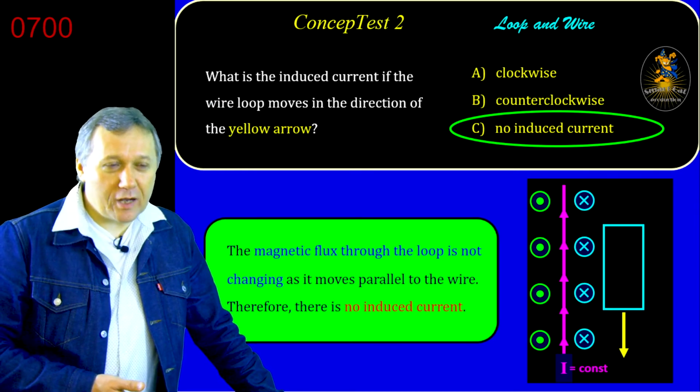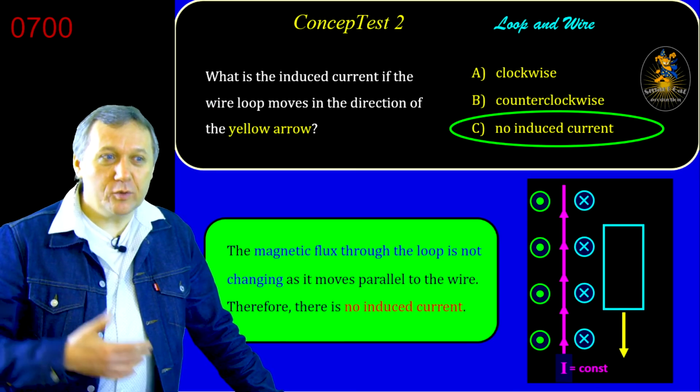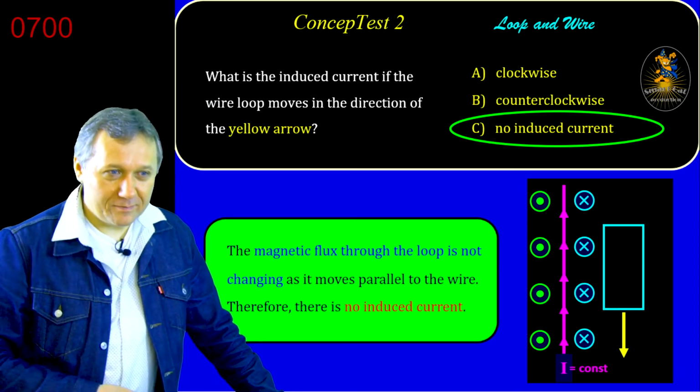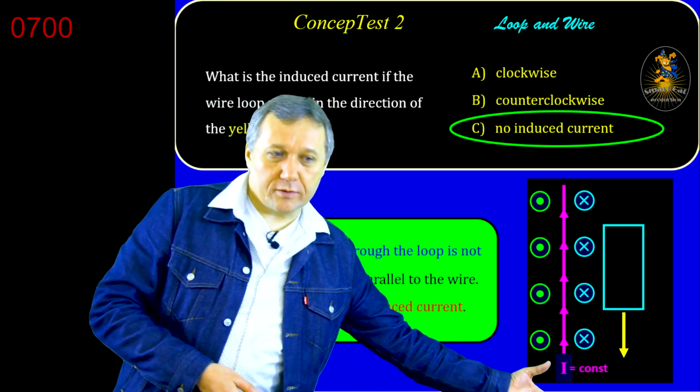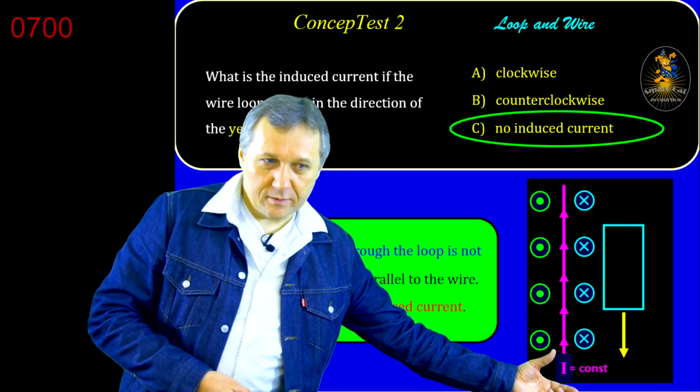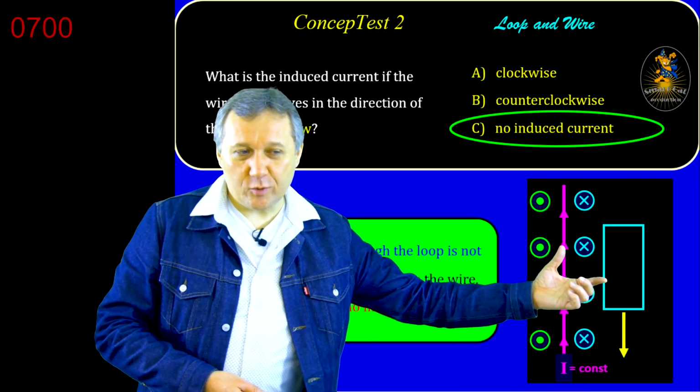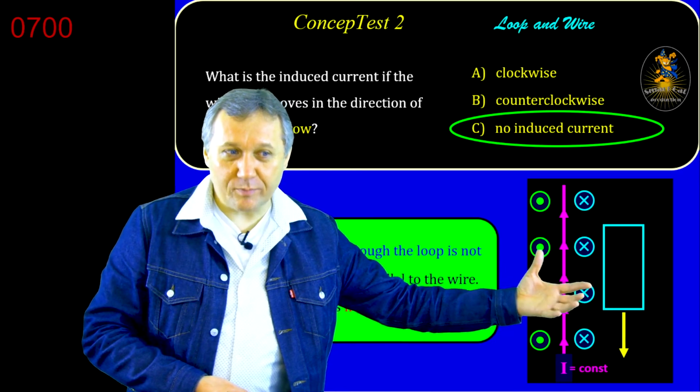All right? But a sort of follow-up question. What do we have to do? How do we have to move this loop in order to produce current, without changing the fact that current is constant? Current is still constant, but in which direction do we have to move the loop in order to start producing current?